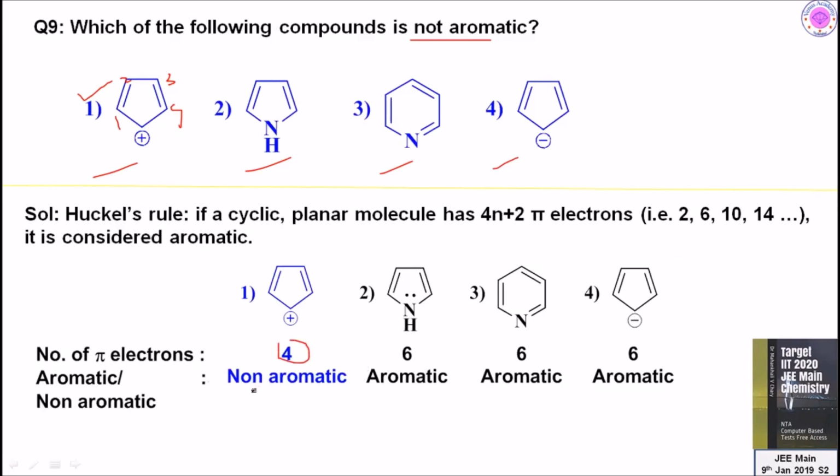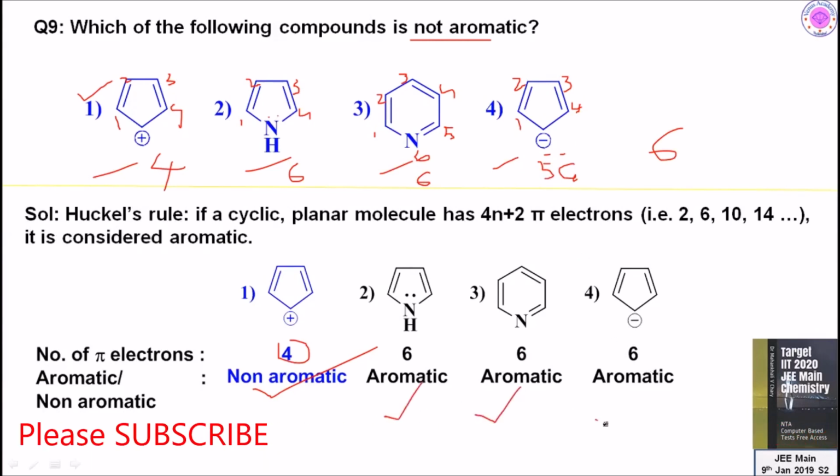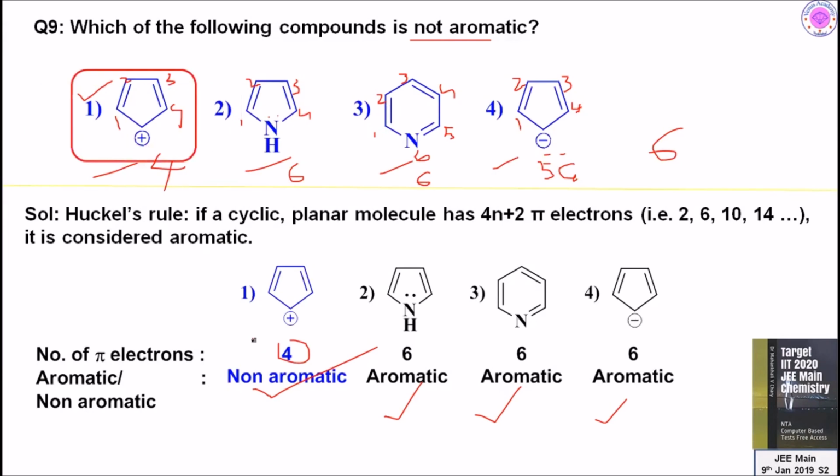4. So if it is 4, is it aromatic? No. So what about the first compound? There are only 4 pi electrons. In the second, 6 pi electrons. In the third, 6 pi electrons. In the fourth, 6 pi electrons. So this is aromatic, this is aromatic, this is aromatic. They are asking for not aromatic. So option number 1 is going to be our correct option, friends. Pentadienyl carbocation is not aromatic. So option number 1 is the correct option, friends.